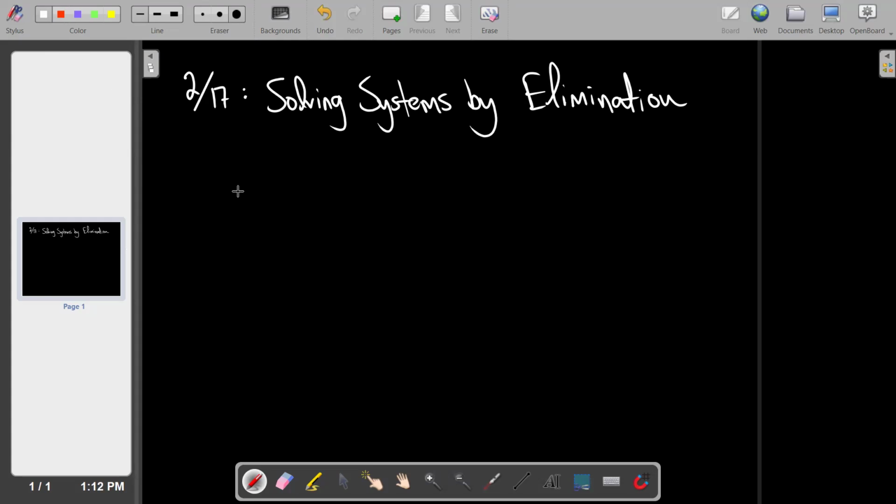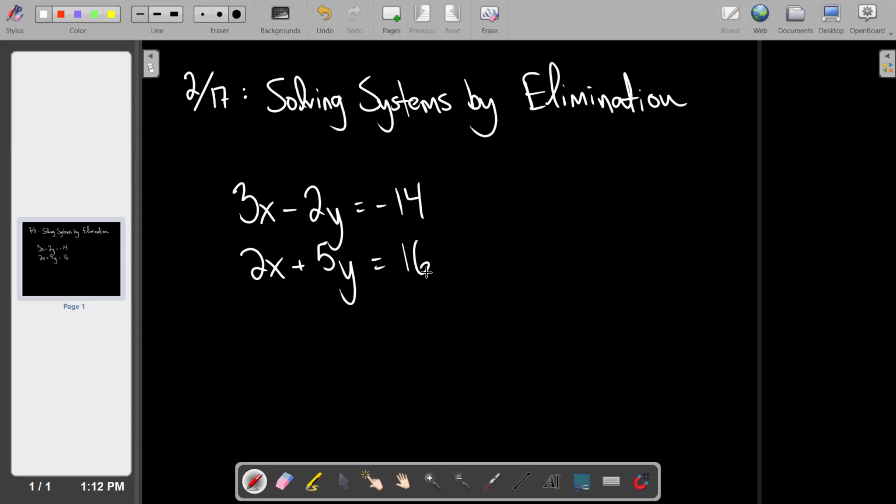So for our first example, we have this. If I asked you to do this by graphing, could you? Of course you could. You could get y by itself, like we've been doing, get y equals mx plus b, but I'm not going to ask you to do it by graphing.